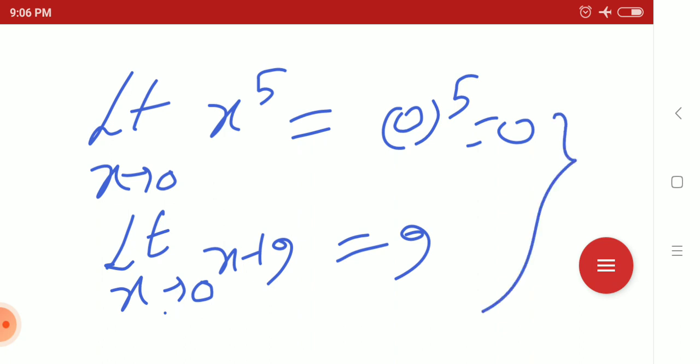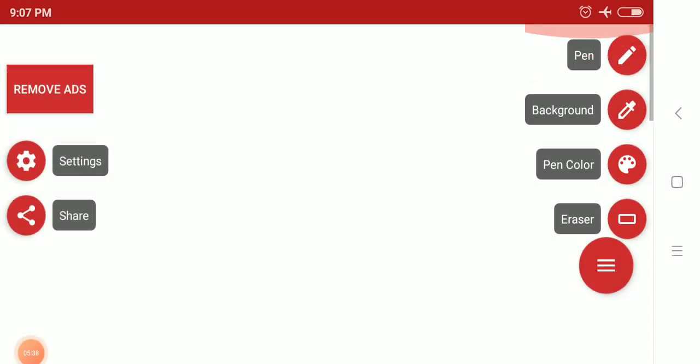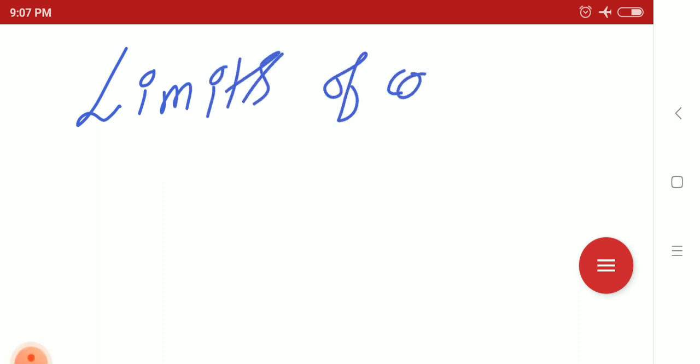That means the values are not matching. That means it is path dependent. That means the limit of this real function doesn't exist. So now let's start the discussion about limits of a complex function.